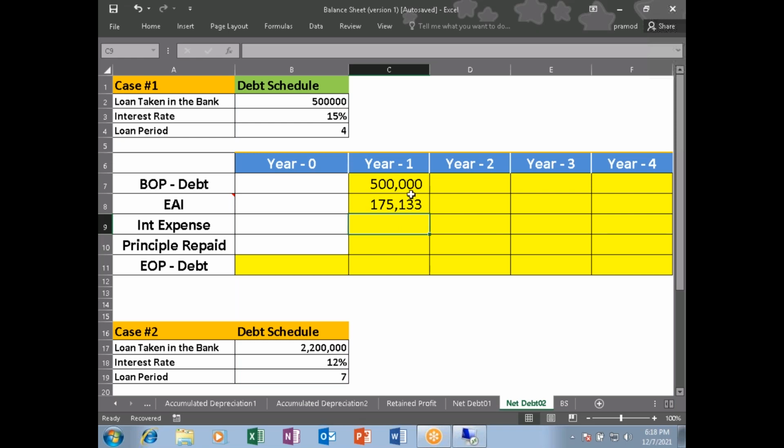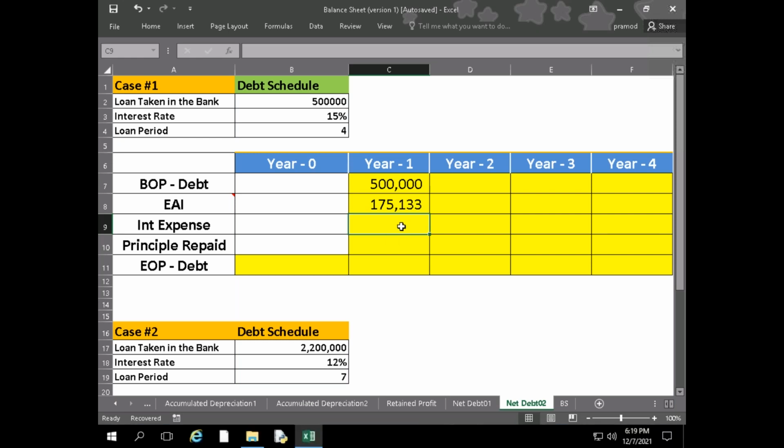So now I need to find the interest amount here. They have told 15% interest expenses is on 5 lakh, 15%. So 75,000 is the amount. Here principal repaid is EMI minus interest expenses. So your debt should be that debt minus your principal amount. So this is the amount I should take.